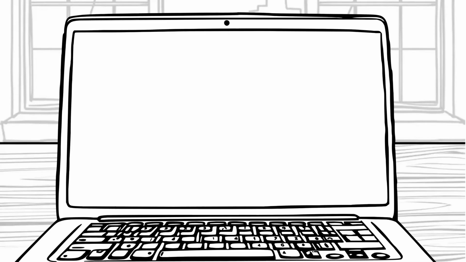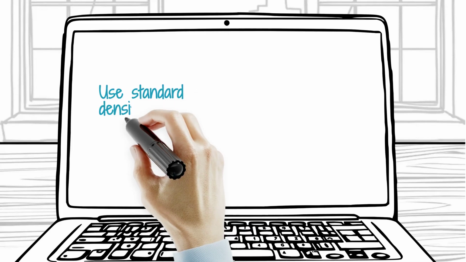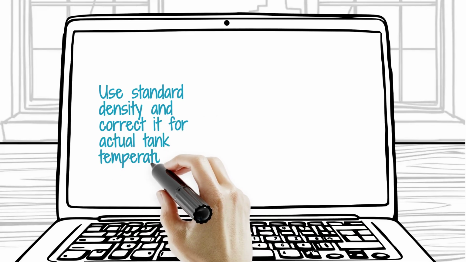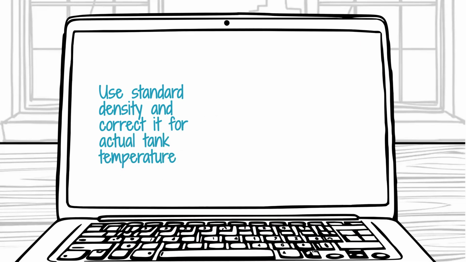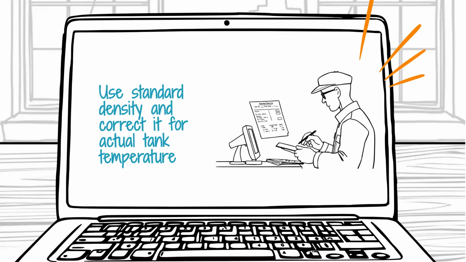To find the correct density at the current temperature, you start with the standard density provided on the bunker delivery note, which is usually measured at 15 degrees Celsius. You then apply a density correction factor to adjust that value to the actual temperature in the tank.